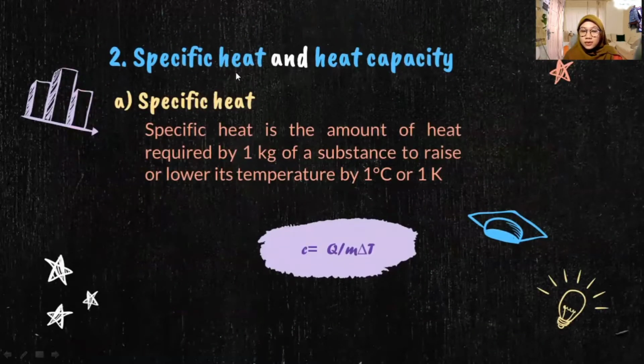Next is specific heat and heat capacity. Specific heat is the amount of heat required by 1 kilogram of a substance to raise or lower its temperature by 1 degree Celsius or 1 Kelvin. Specific heat can be defined as C equals Q divided by M times delta T.